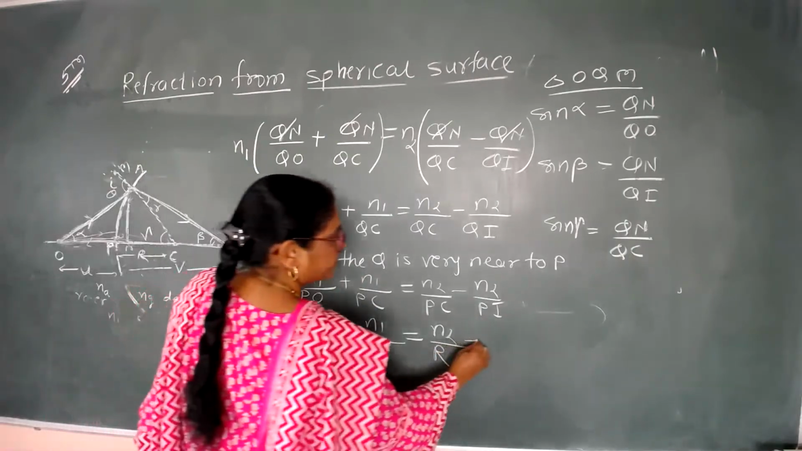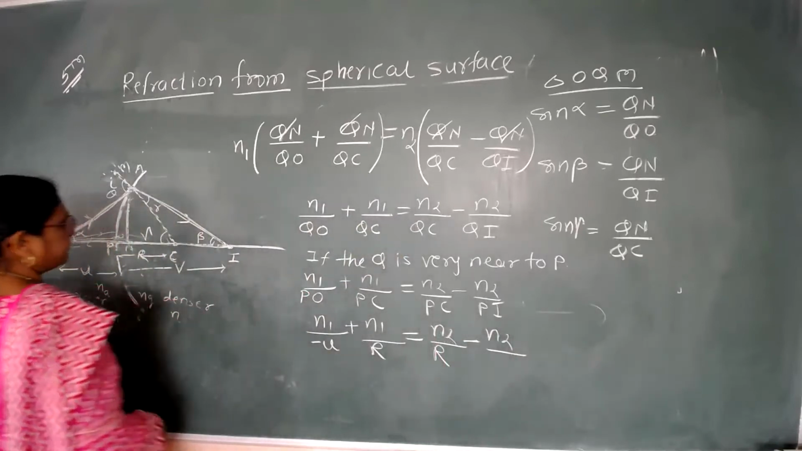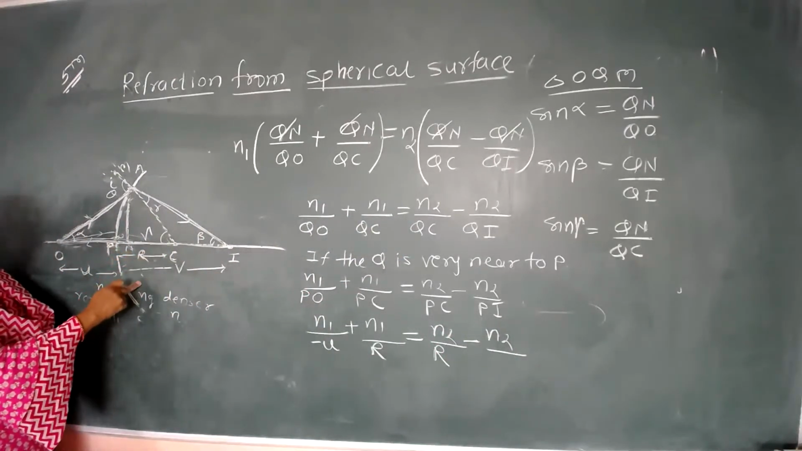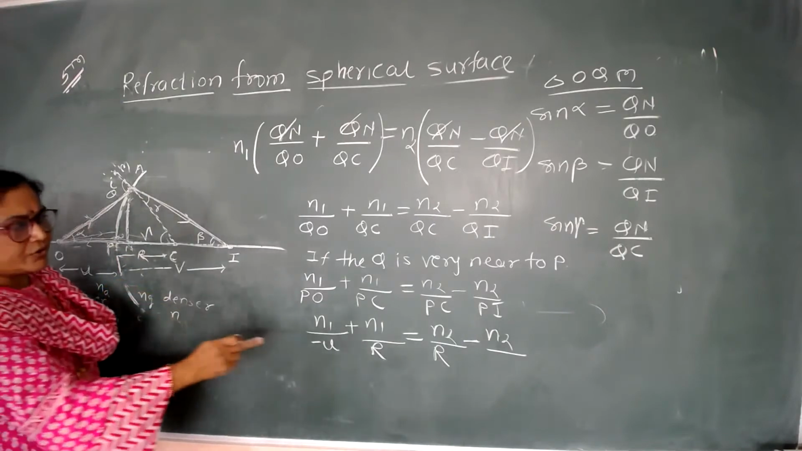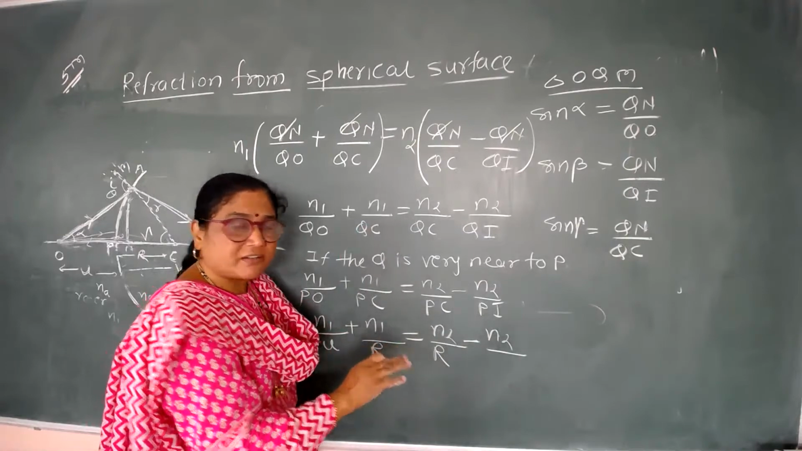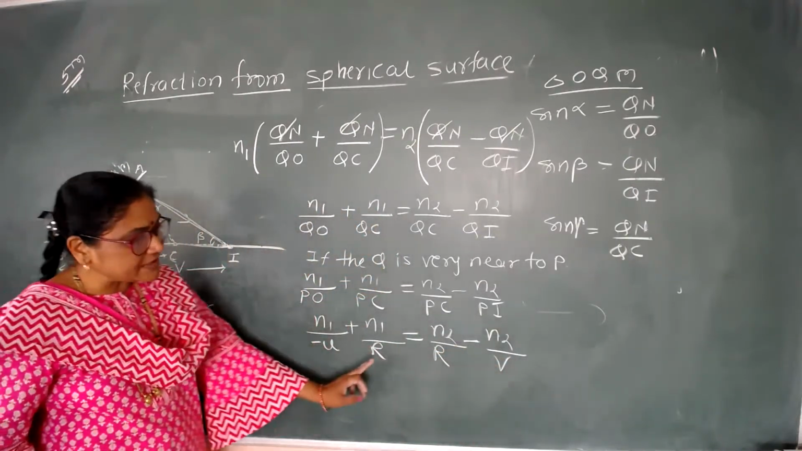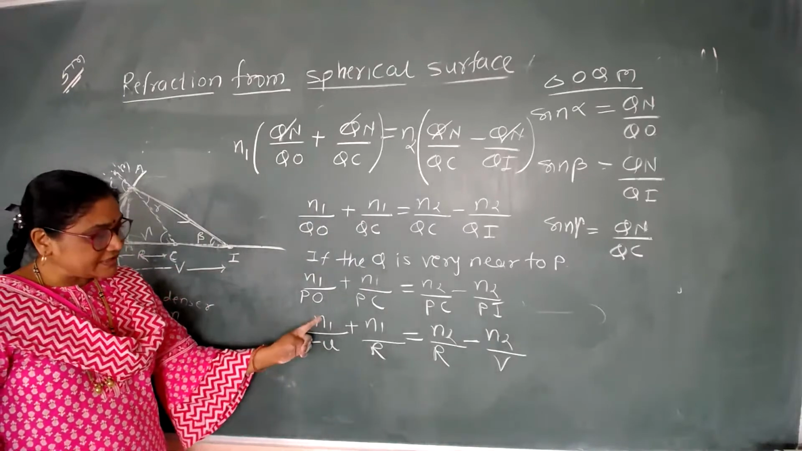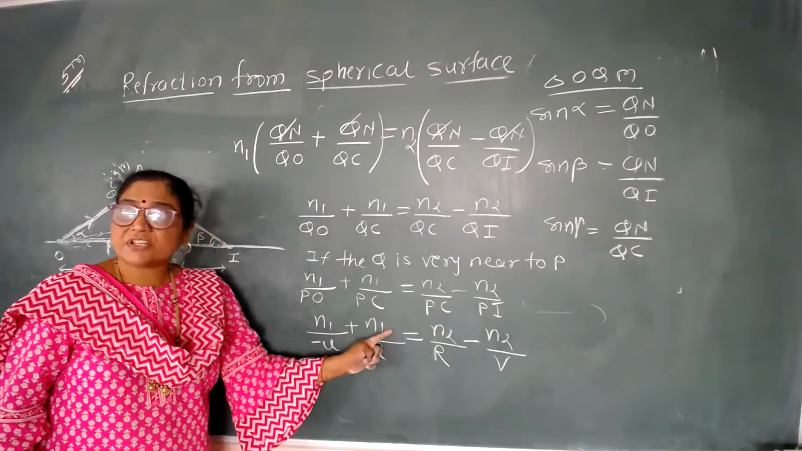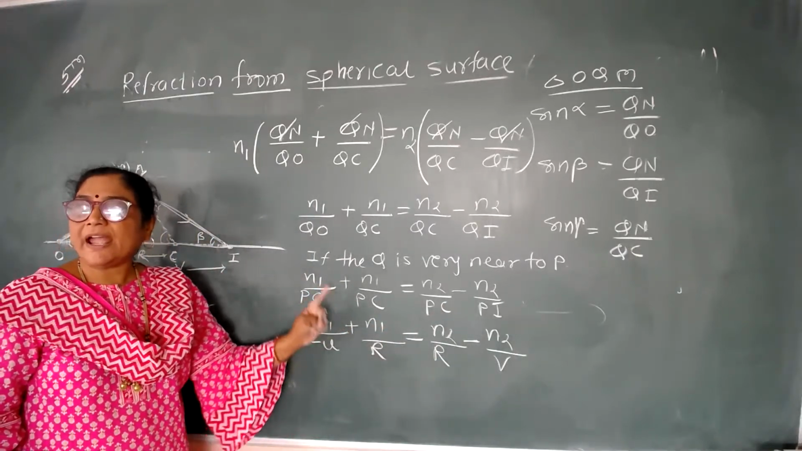Next, minus n2 divided by PI. What is PI? Image distance. Is the image distance positive or negative? Positive. So the negative sign is already there in the formula, no need to change that. So in this formula we have got n, u, v and r. So this derivation is known as the relation between n, u, v and r.